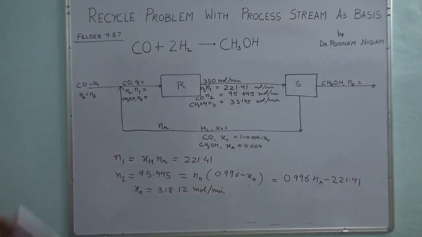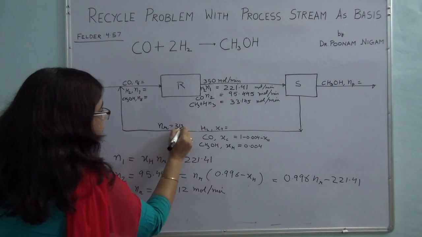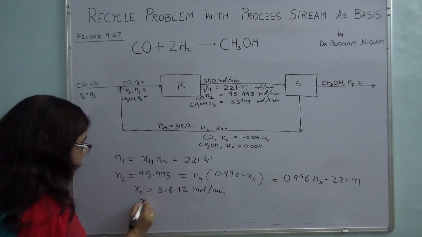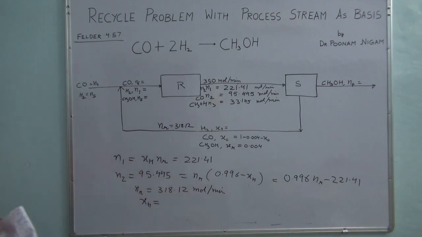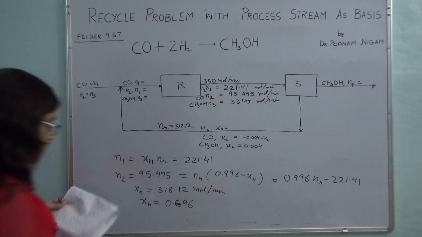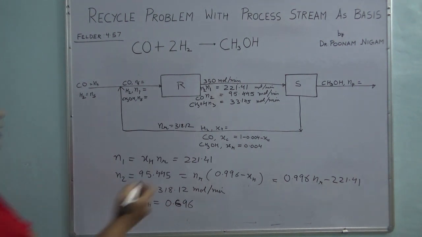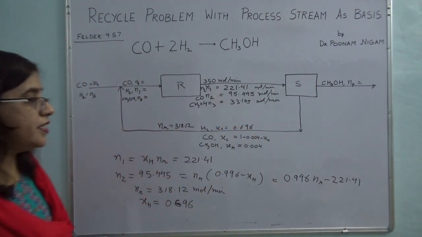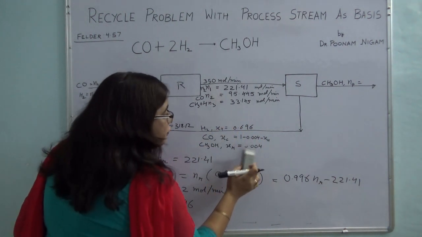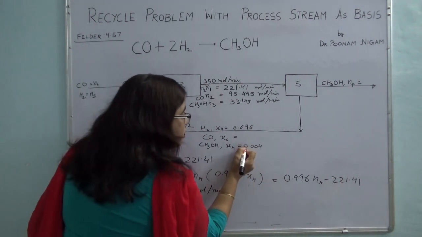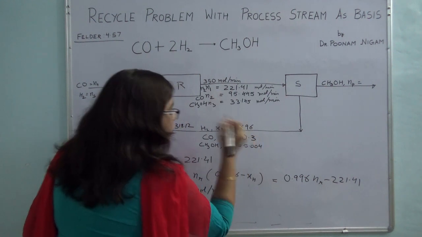Okay, now I will keep on updating my flow chart. Now I can use this over here and find out what will be XH, the mole fraction of hydrogen in the recycle stream. If I use that, it comes out to 0.696. Okay, so I will update it. If I know this is 0.696, this is 0.004, so I should be able to calculate this one because the addition should come out to be 1. So this comes out to be 0.3.